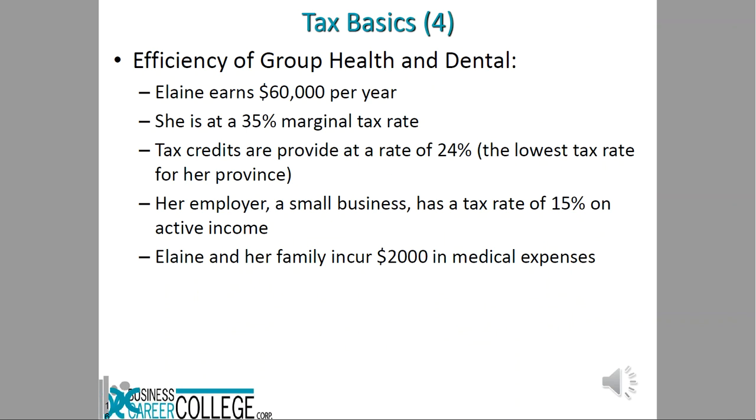So using some dollar figures here, we can see the tax efficiency of this group health and dental plan. So let's say we have Elaine, makes $60,000 a year. She's taxed at a rate of 35%. Her marginal tax rate is 35%. In her province, she happens to get tax credits at a rate of 24%. This would be about comparable to tax rates in Ontario. Not quite perfect, but close enough. And her employer, a small business, has a tax rate of 15% on active income. So, Elaine and her family, they incur a total of $2,000 in medical expenses.